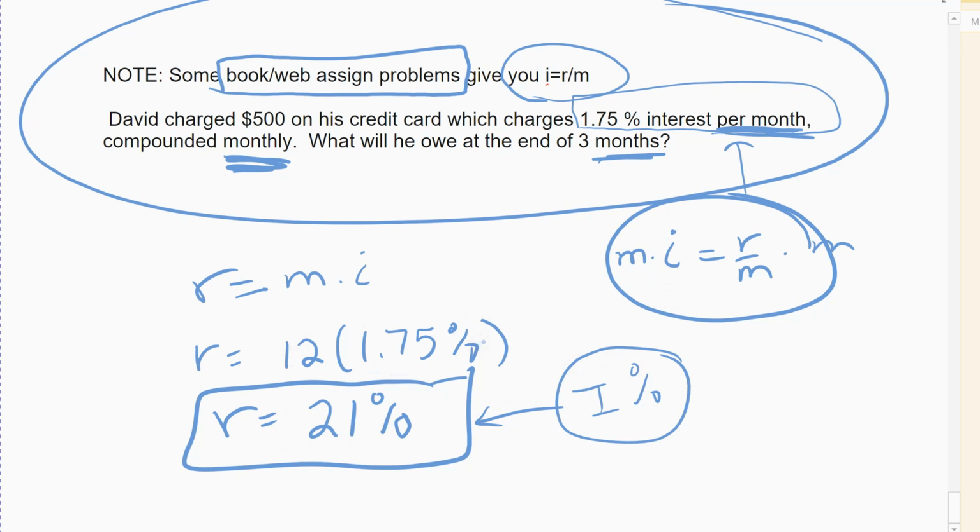All right, so again, this is just a quick note about this. This is just for WebAssign. If the WebAssign gives you a problem like this, where they've already broken down the interest per month, that is usually what they break it down as. They've given you I. All right, so just make sure you're aware of that from the book. Like I said, on the quiz, I won't do that. I'll always give you R. All right, I'll always give you the compounding one.